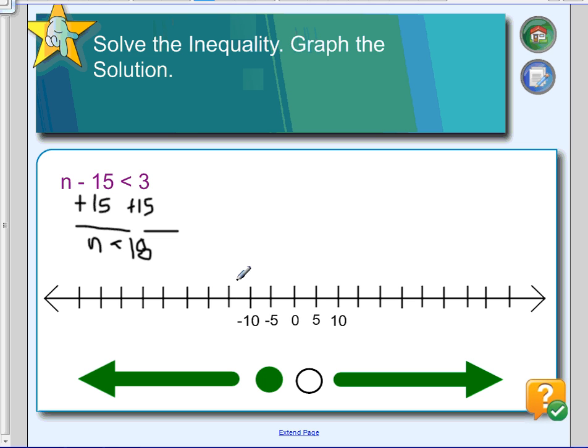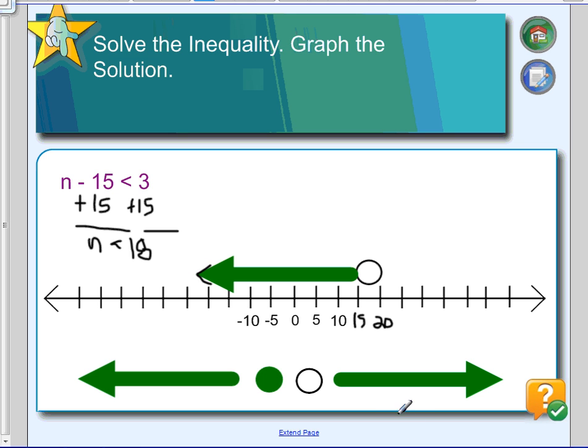Now I have to graph this. My number line is by fives in this case. Because n is less than 18, we're going to start at 18, and because it's just less than, it's going to be an open circle. And because it's talking about all the numbers less than 18, we're going to put the arrow this way.